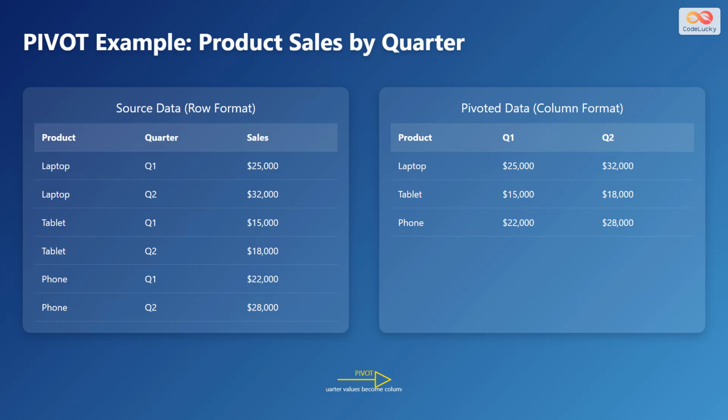Let's look at a pivot example. Consider a scenario of product sales by quarter. On the left, we have the source data in row format with columns like product, quarter, and sales. On the right side, we have the pivoted data in column format, where the quarters Q1 and Q2 become separate columns for each product, showing their respective sales figures.